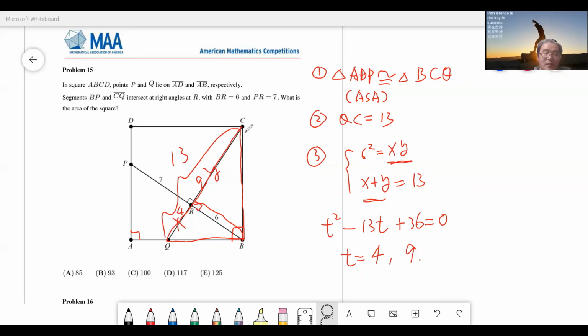So we find the side length of this triangle just here. We can see s squared, the side length squared, which is actually the area, equals 9 squared plus 6 squared, which equals 81 plus 36, and the answer is 117. So we find the answer is D.